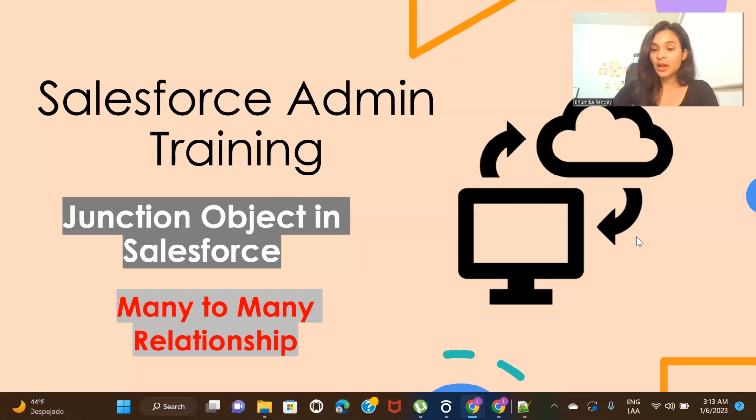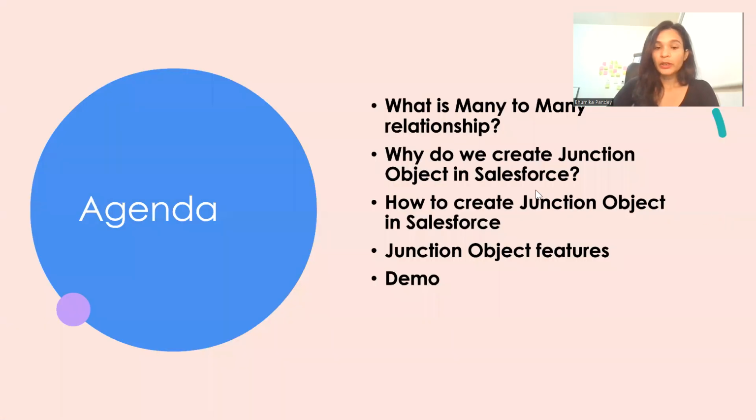All right. Let's have a look at the agenda first. We'll talk about what a many-to-many relationship is, then see why we create junction objects in Salesforce, and then how to create the junction object. We will also check out some of the junction object features that we have. All of these steps we are going to do along with an example. I'm going to explain each topic with a two-table, or you can say two-object, example that I have for you. Let me move to that.